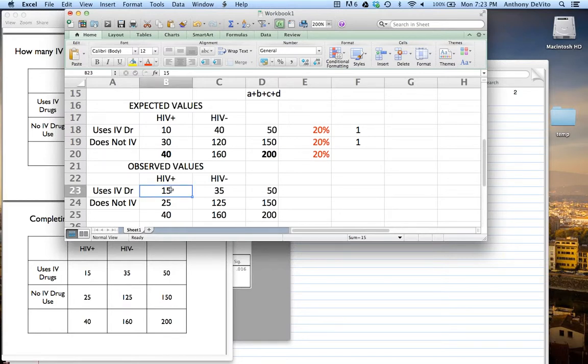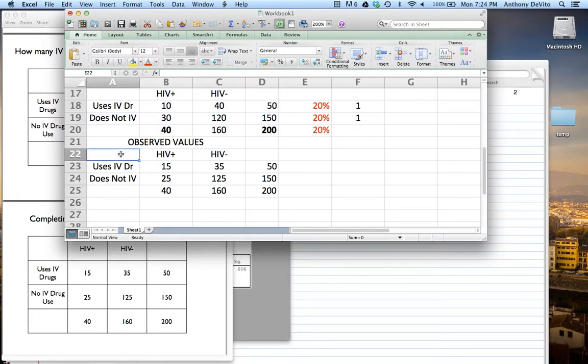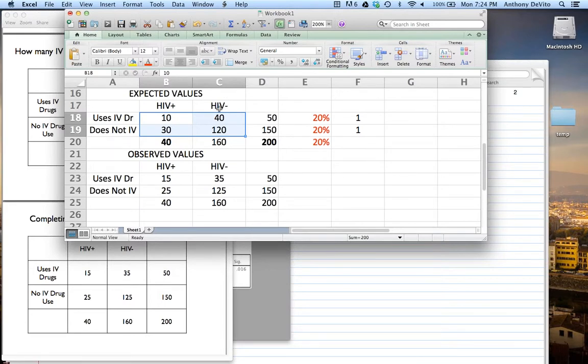Well, now I get that the IV drug users are a bit higher than 20%, and the non-IV drug users are a bit lower than 20%. There's a difference between these two. So I have to recognize that, even if this were true, if I were to survey 200 people, the idea that I would get exactly this outcome is unlikely. But the question now becomes, how likely would it be that I would get an outcome this different from my expected values? And a simple way for me to actually calculate that is to take each one of these corresponding boxes, right?